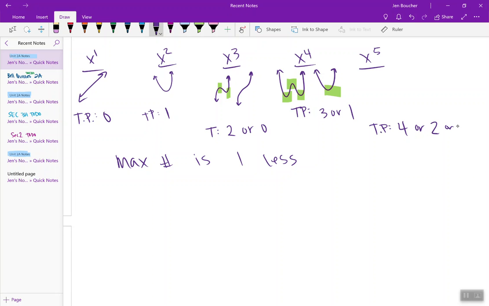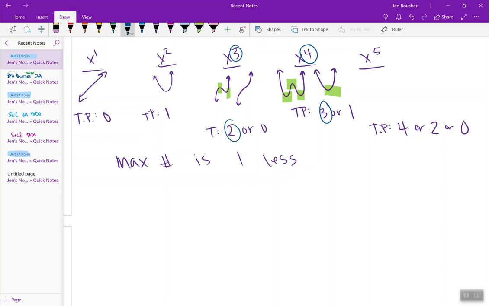I'm so confused. When you say max number is 1 less. So the maximum number of turning points is 1 less than the degree. So this one right here, it was degree 4. Degree? Oh, I thought you were talking about those two numbers. No. So the maximum number of turning points is always 1 less than the degree of the polynomial. Do you hear how many vocabulary words are right there? That's why we talked about the vocabulary at the beginning.